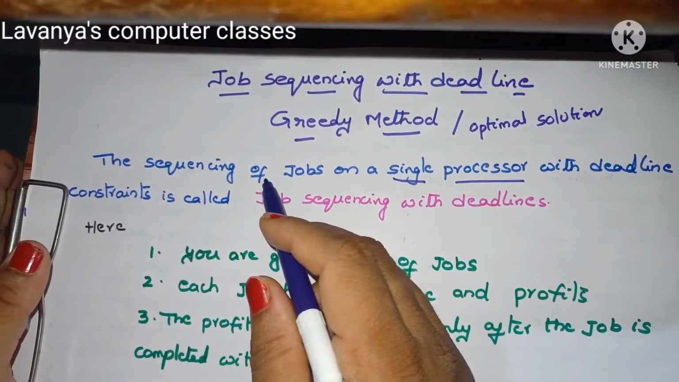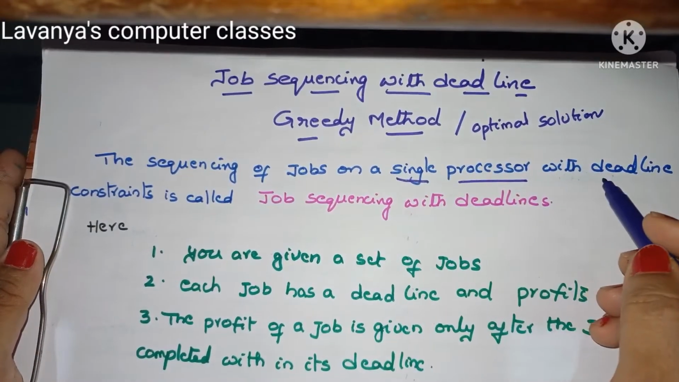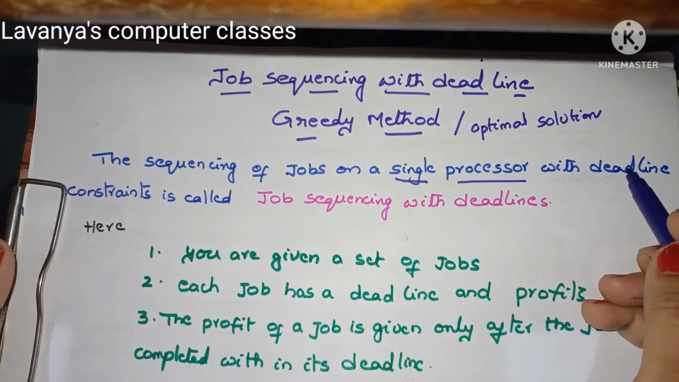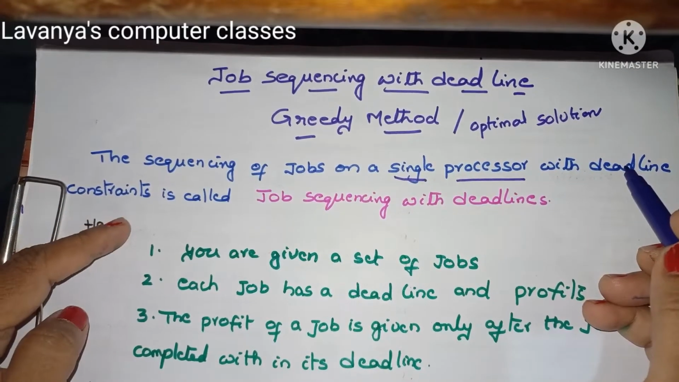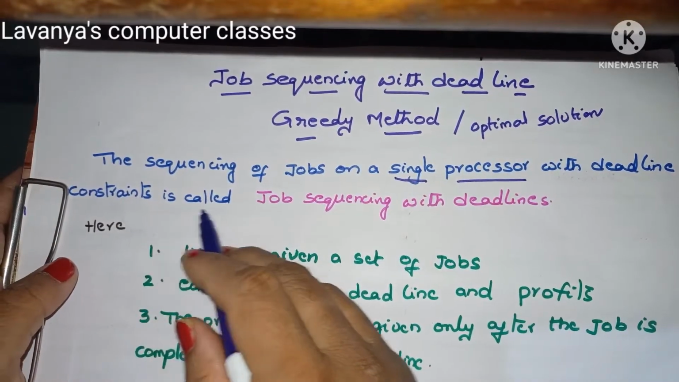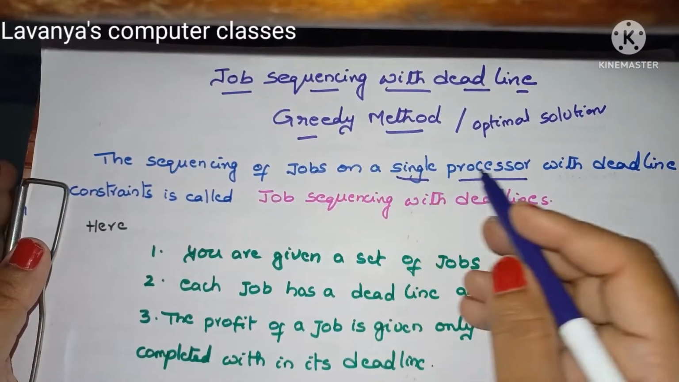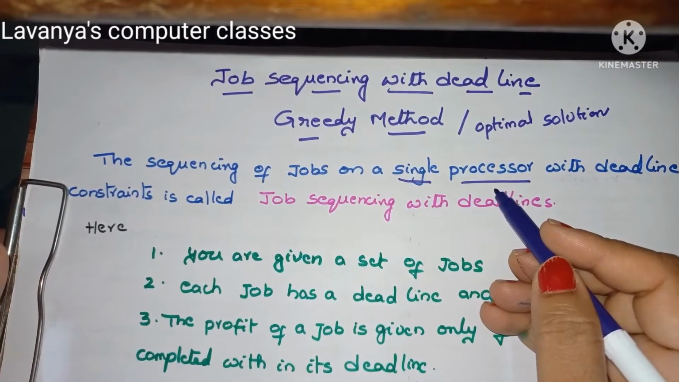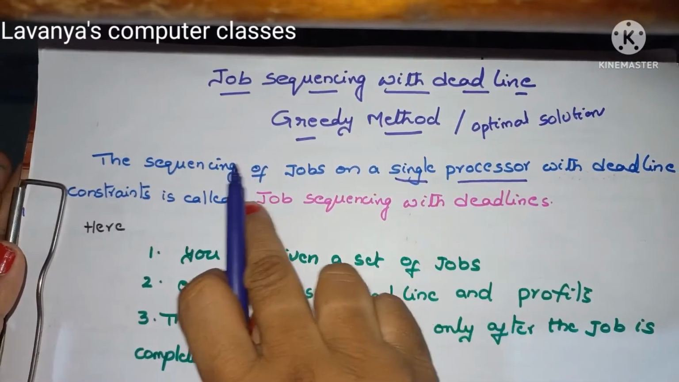All the jobs are in a sequence, and a deadline is also there. That means we have to complete the jobs within some particular time. That is what is called a constraint. Constraint means rule. So we have a number of jobs, but how many persons or machines are there? Only one person or one machine can do the number of jobs.